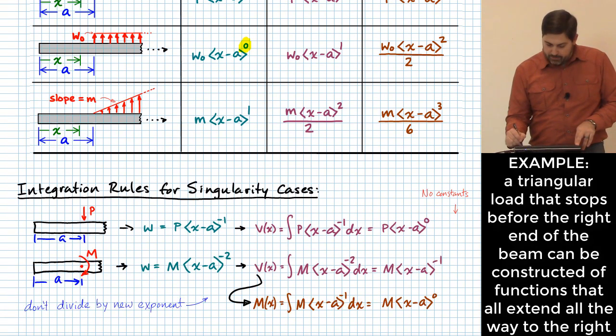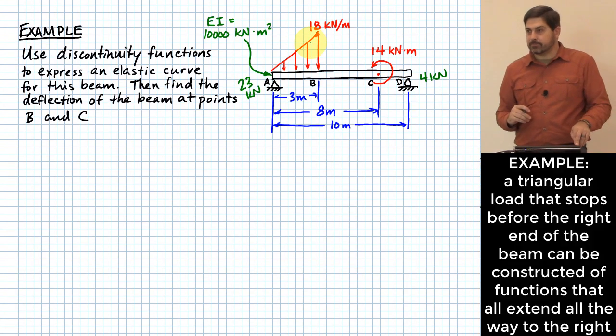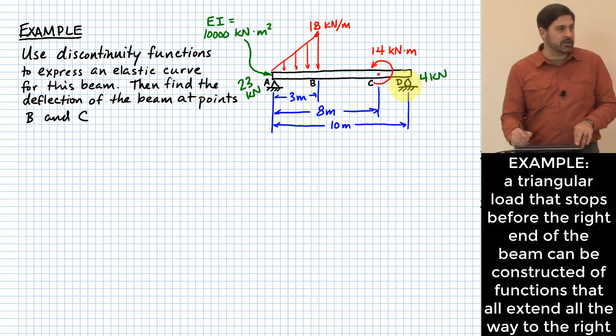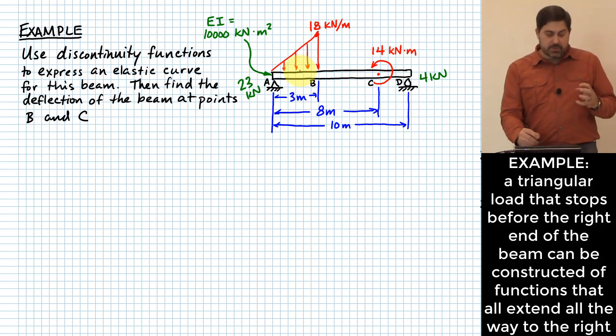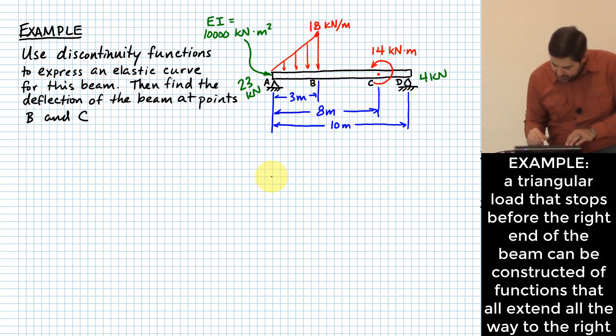When I look at this problem, here's my question. Let's specifically look at the triangular distributed load. Does that triangular distributed load extend all the way to the right end of the beam? It doesn't, does it? So that means that this triangular load is not something that I can immediately express using the rules that were in the table just yet. So here's what I need to do. I need to use perhaps multiple items that are in that table to still come up with a way to construct this load. Let me sketch the beam as I am going to start dealing with it.